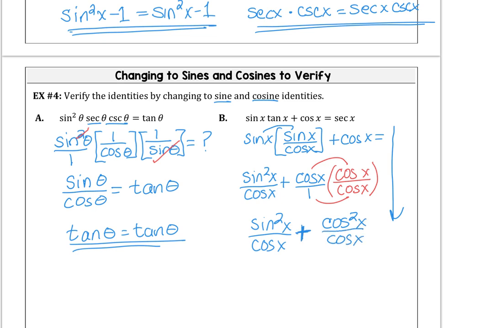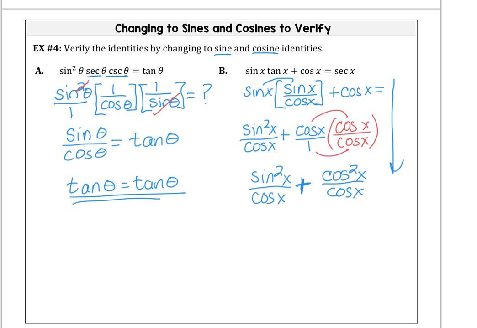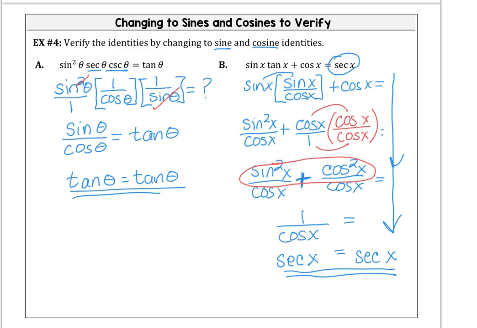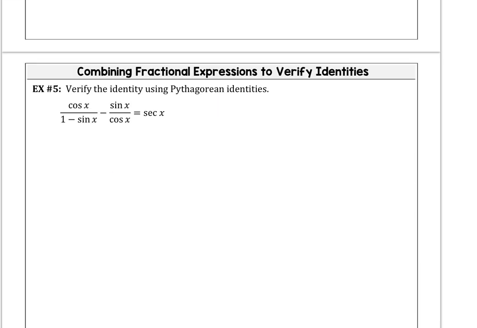And you see we have two fractions with a common denominator. And if you add the numerators, sine squared plus cosine squared, these two terms added together is just a 1. So 1 over cosine, what is 1 over cosine? That's secant. And what were we wanting to get back here at the beginning? We wanted a secant, and we got what we wanted. Okay, so these are fun. Just don't get discouraged. We got 2 more to go.